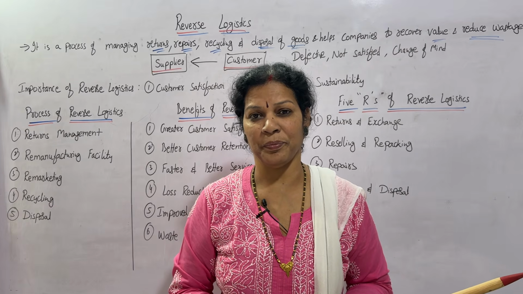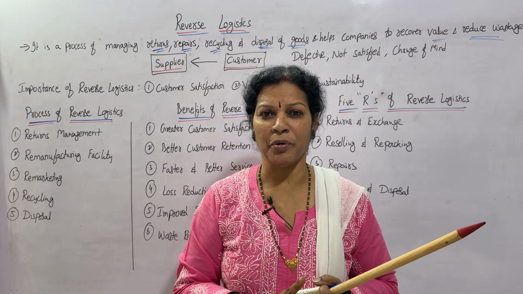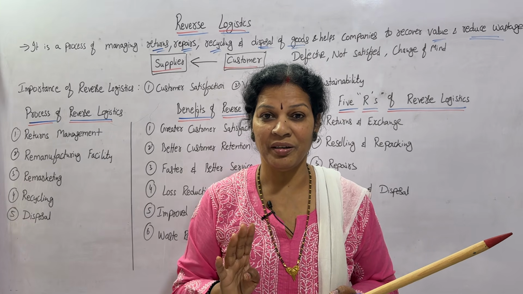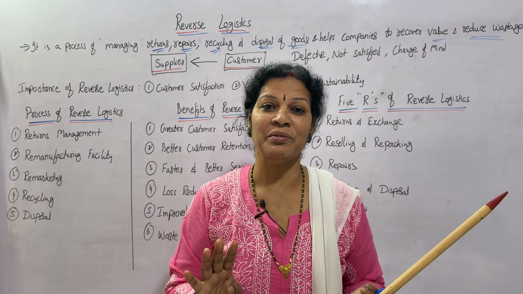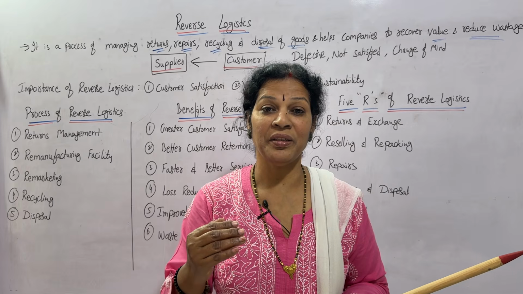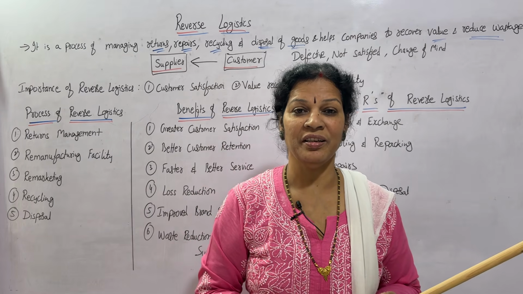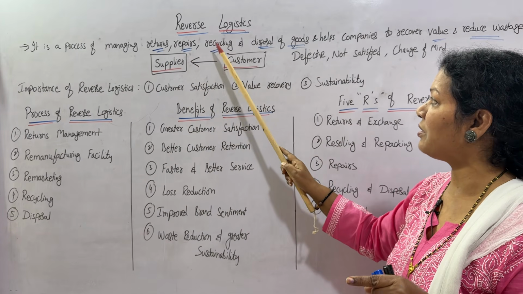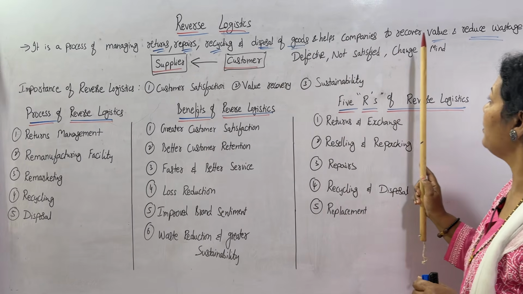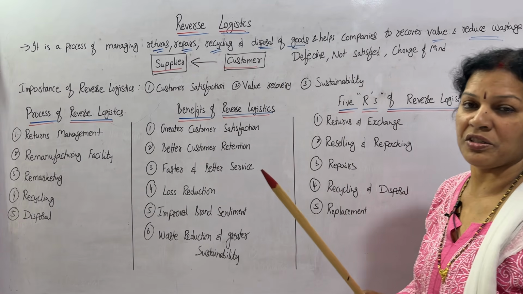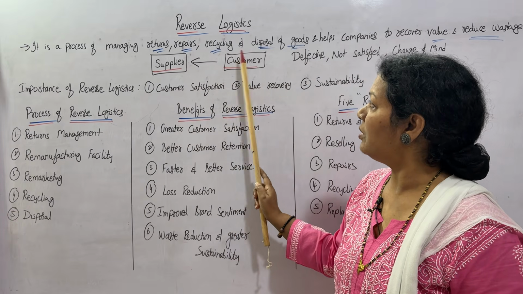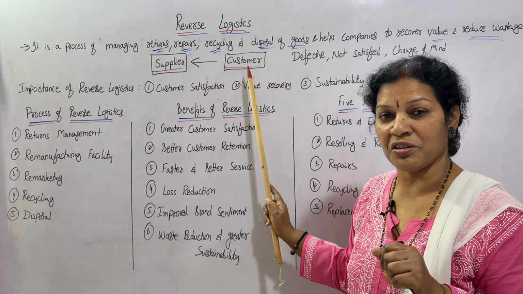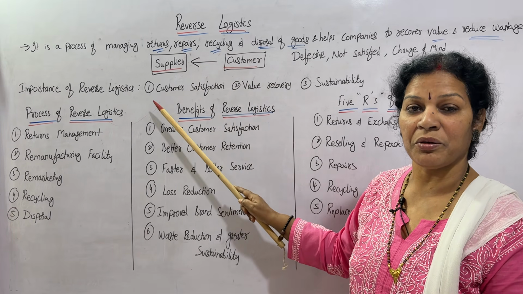It can be any reason, maybe defective, maybe the product is not liked, maybe fashion is changing and it is not comfortable, or anything, and they won't even ask the reason. So in that way they are giving confidence to the customer. This we call reverse logistics. Okay, once again read it. It's a process of managing returns, repairs, recycling and disposal of goods, and helps companies to recover value and reduce wastage. As I told you, the supplier supplying goods to the customer is logistics. Reverse logistics is the customer returning back to the supplier.